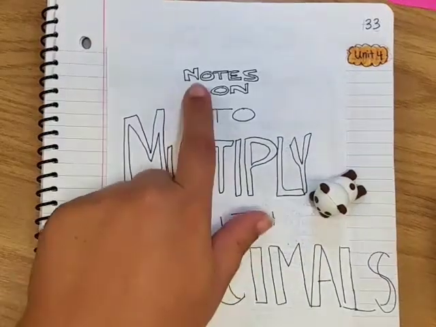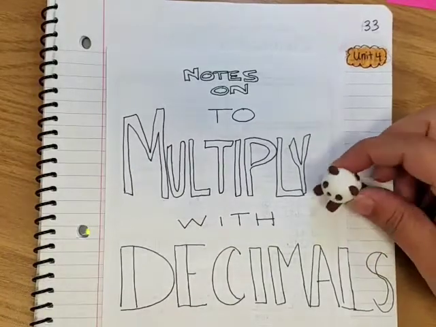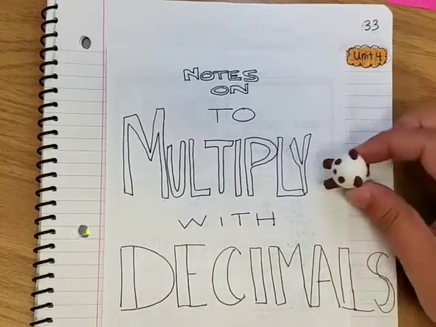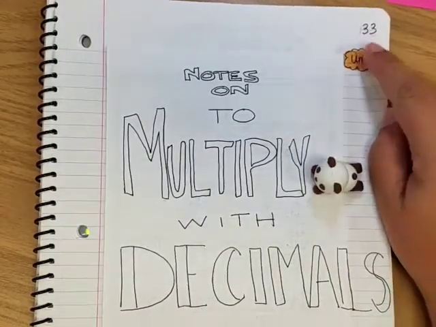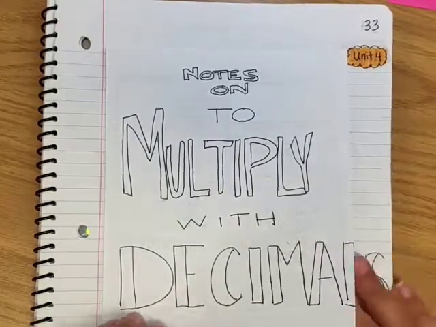Hi, good afternoon. These notes are on how to multiply with decimals, and Polly the panda has joined us. All right, this is page 34 in unit 4 in our notebook. So let's go ahead and get started.